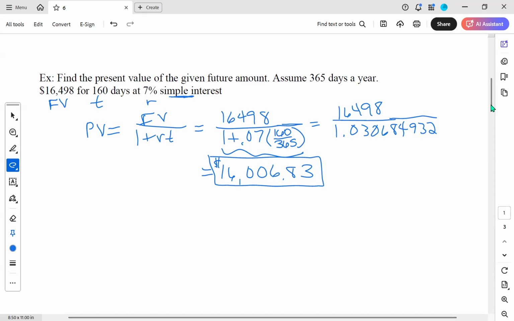All right. And again, the future value works the same exact way. If I was asked for the future value, then I'd be plugging it in and working it out there.